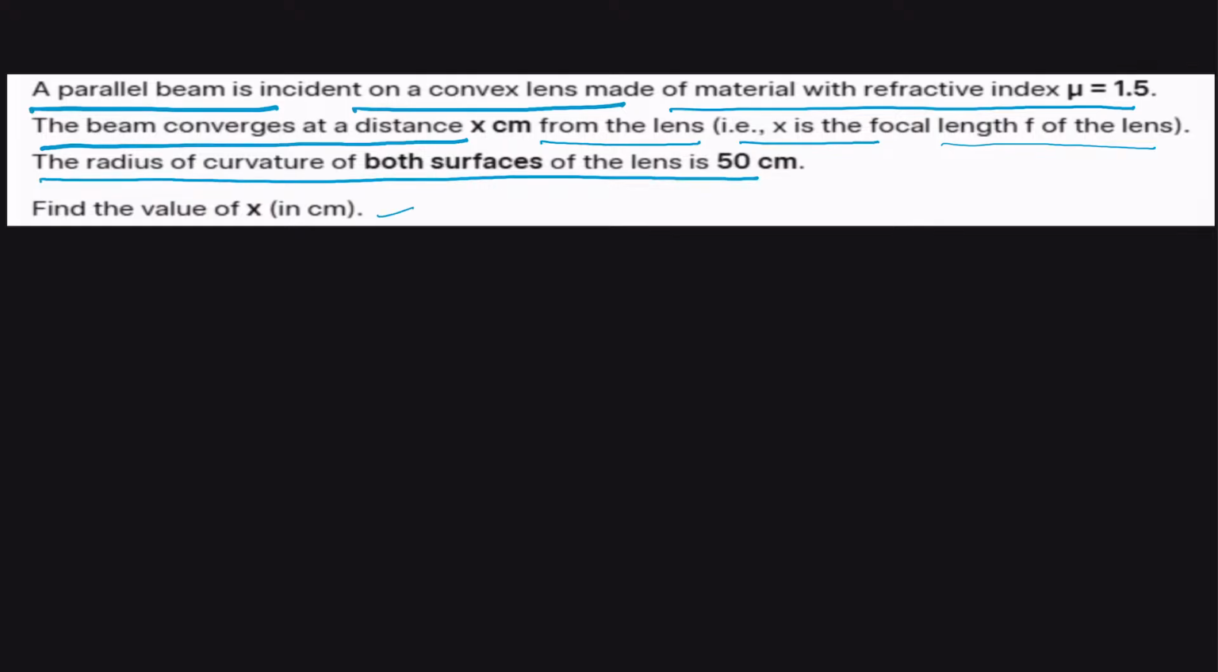So the beam converges at a distance x. So converges basically is nothing but our focal length. And for that we can use the lens maker's formula.